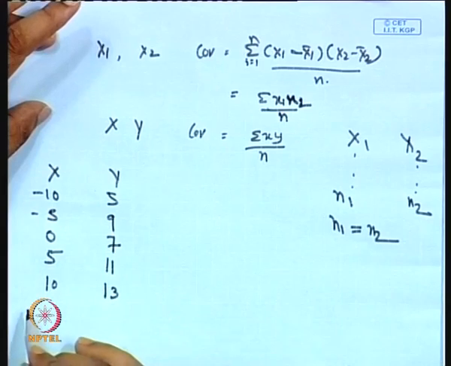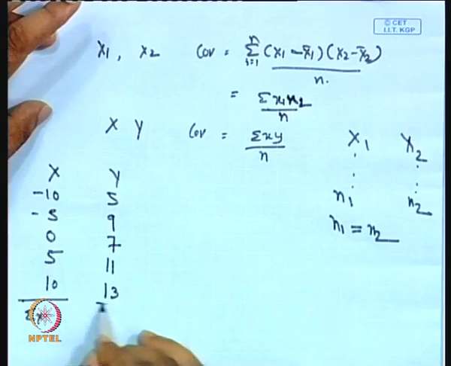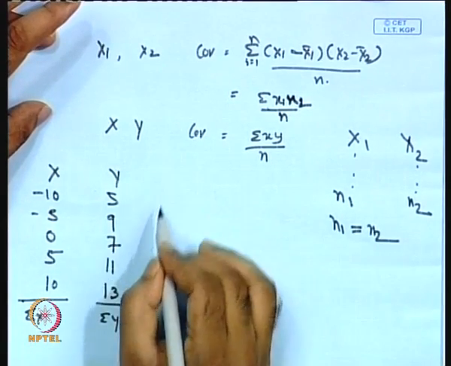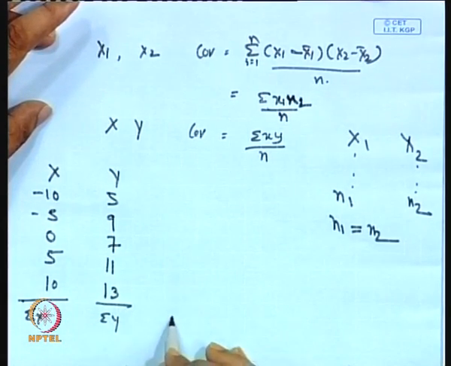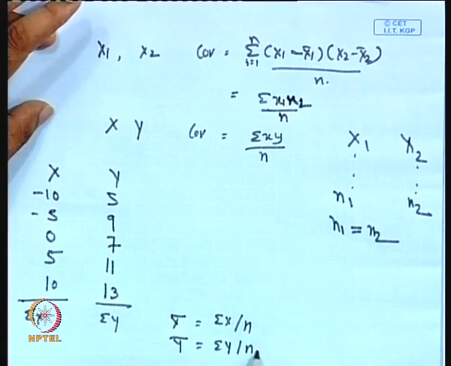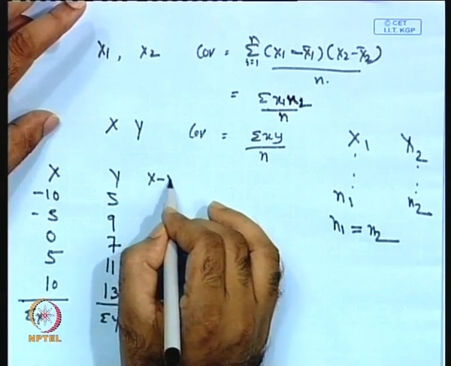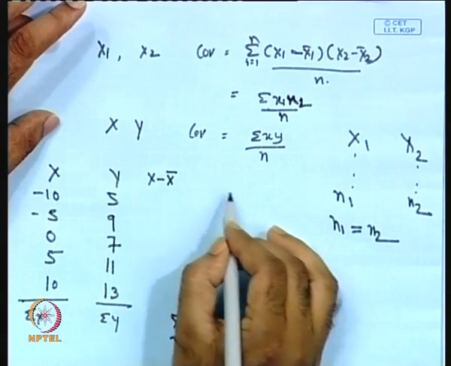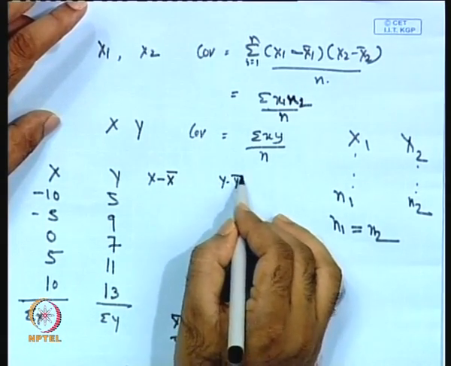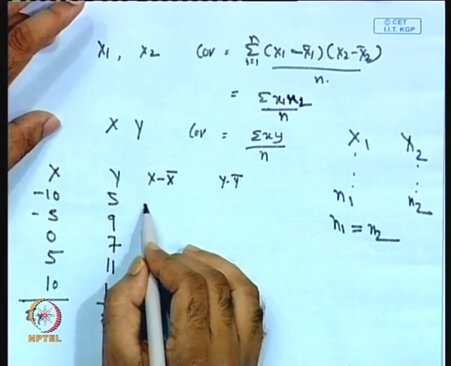So, that means we would like to know what is the sum of x, what is the sum of y, and then what is x bar and what is y bar. X bar is nothing but sum x by n, and y bar is nothing but sum y divided by n. Corresponding to x bar and y bar, we must have the components x minus x bar and y minus y bar.